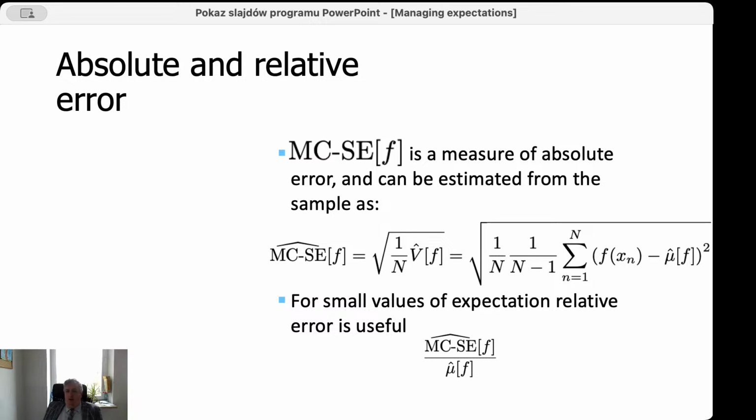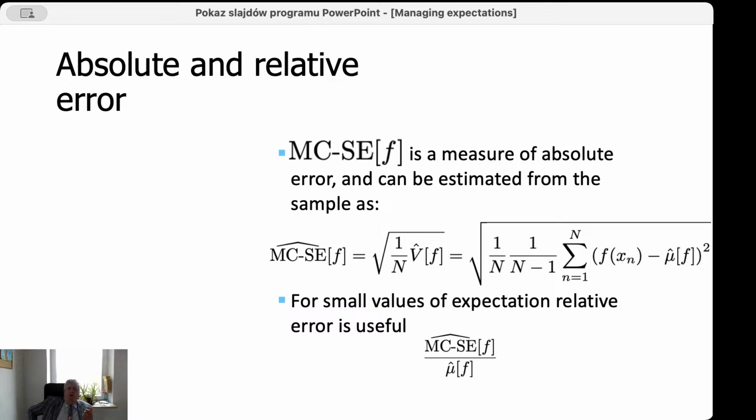Using the Monte Carlo standard error, we can measure the absolute error, how far in absolute value we are from our estimate. So we have some kind of absolute value uncertainty. And this can be estimated directly from samples using the appropriate values of samples and necessary radicals.